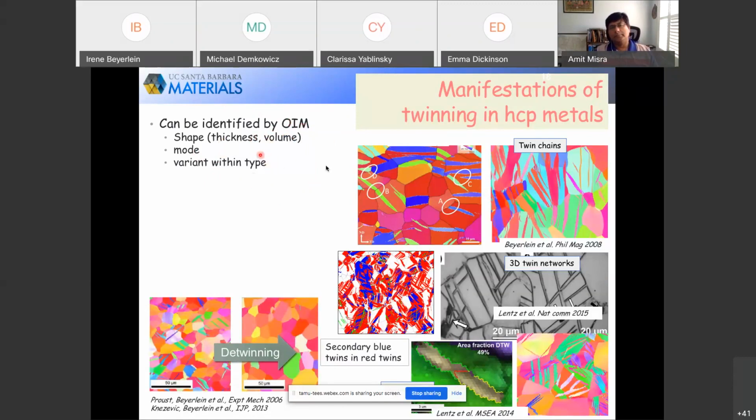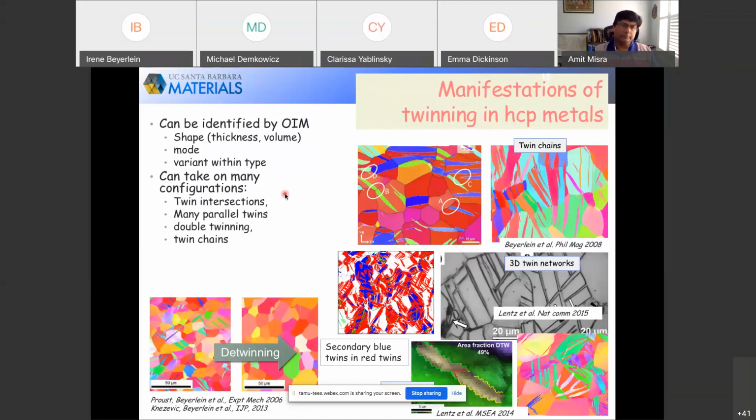And from an orientation map alone, you can obtain a lot of information on twinning. You can find out, of course, their shape, and that includes its thickness and volume. You can suppose if it's a columnar structure, for instance. You can also determine the mode, because there's only seven, just by looking at the misorientation across that boundary, that automatically defines what twin mode this twin belongs to. And within that mode, you can also identify the variant of that twin.